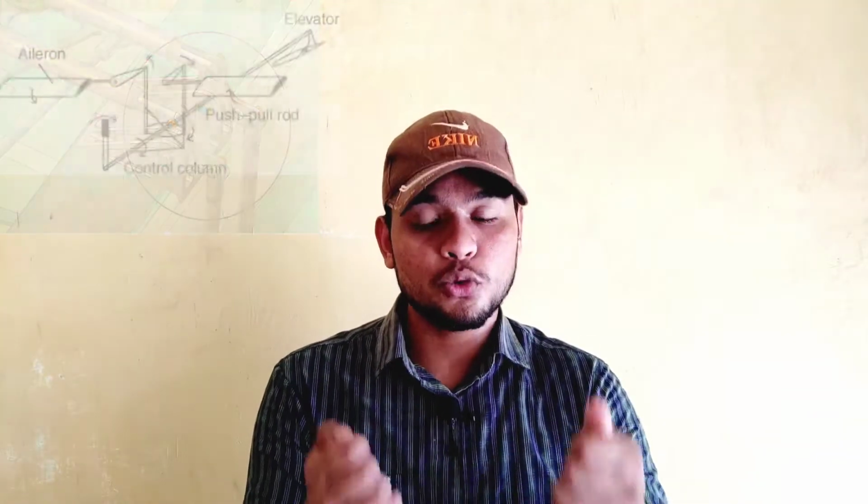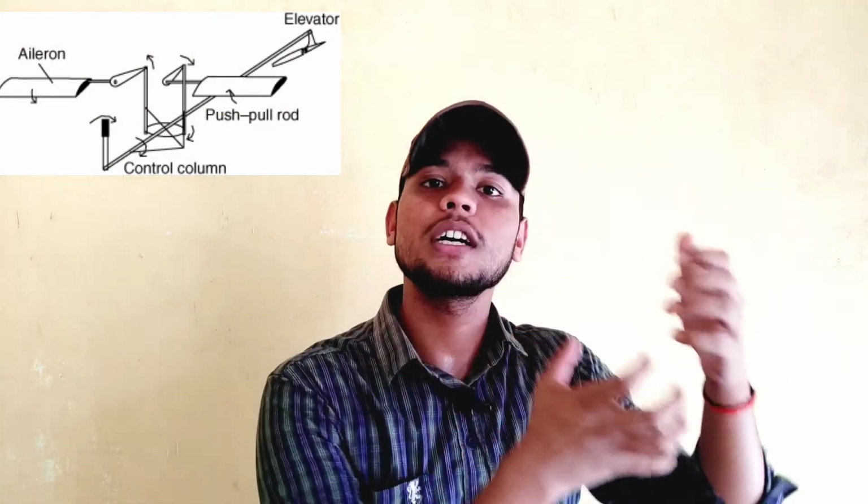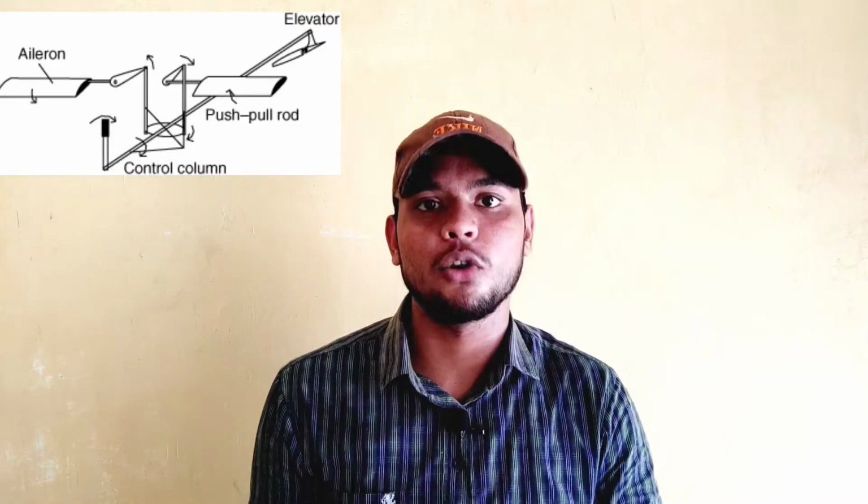Okay, and the next one, which is the last topic of this chapter, is push pull rods. Okay, so it was developed because of the elongation problem of the belts and pulleys and chain and sprockets. These push pull rods are nothing but steel rods, solid rods of steel, that are used to transmit the command of the pilot from the control stick to the control surfaces like elevator, aileron, rudders and all.